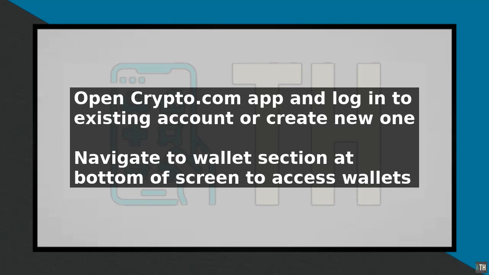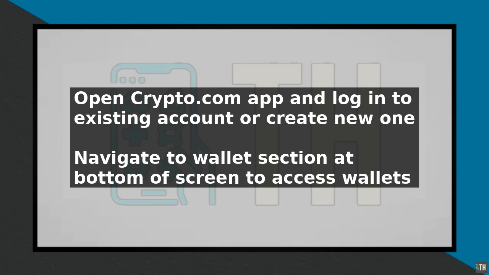To create a fiat wallet on Crypto.com, start by opening the Crypto.com app and logging into your account. If you do not have an account, you will need to create one by following the sign-up process. Once you are logged in, navigate to the Wallet section of the app, typically found at the bottom of the screen.